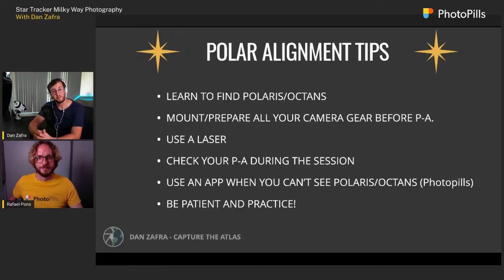And my last step, and last but not least, is be patient and practice. Polar alignment can be very frustrating at first, especially when you're starting. So make sure that you practice. And for this, you don't have to go to shoot the Milky Way. You can actually practice wherever you are, even if you're in the city. Polaris is very easy to see, even in light polluted areas. So do your polar alignment and then just practice, run some test shots. That way, when you're shooting the Milky Way in the field, there will be no issues.